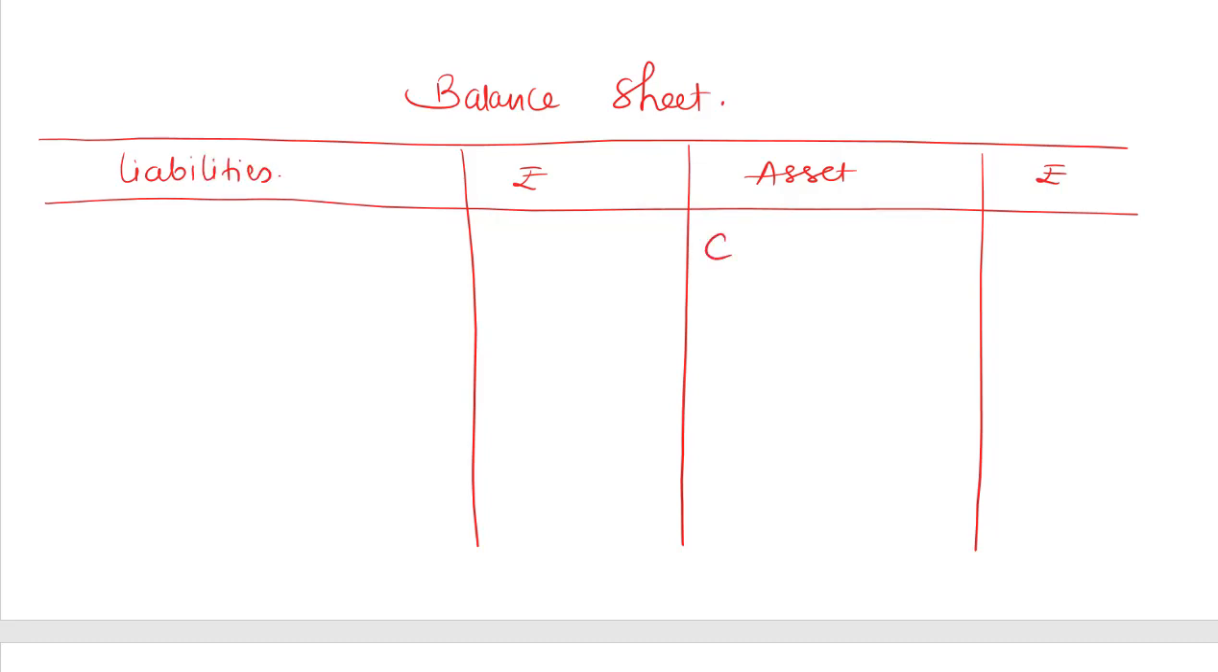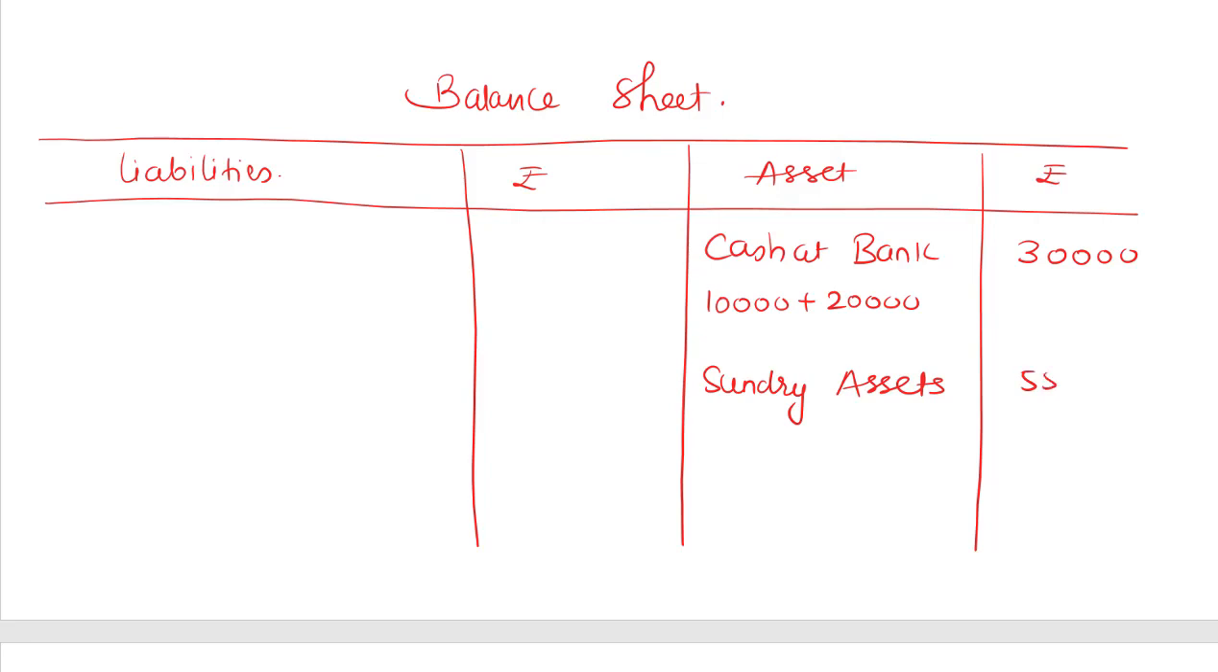On the asset side, we'll begin with cash at bank. Earlier the cash at bank was 10,000. The capital brought in was 20,000. So the new cash at bank balance is 30,000. The goodwill amount, that is 11,250, is not shown here because it is already withdrawn. Next is sundry assets 55,000. Total 85,000.